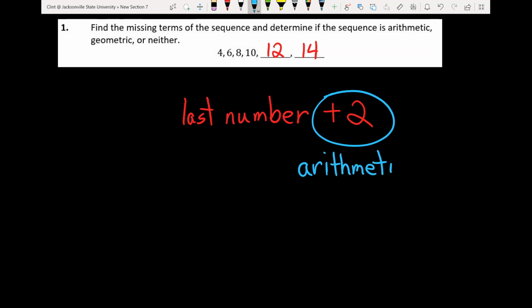If we were multiplying by some number over and over, it would be geometric. If we had some other rule, then it would be neither. So adding or subtracting by some number to get the next number in the sequence is arithmetic. Multiplying or dividing is geometric. And if we have some type of different rule, then it's neither one of these.